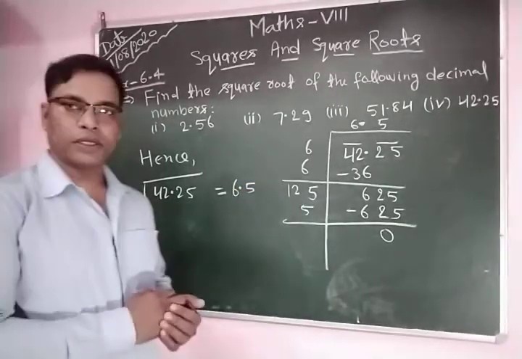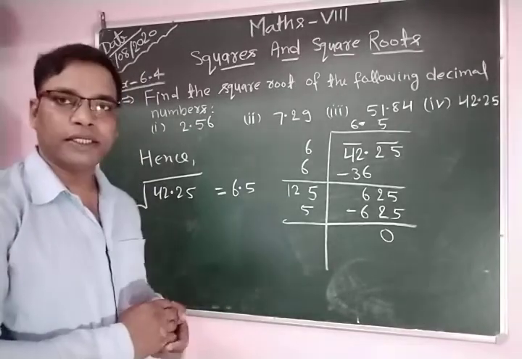So I think all of you understood how to find the square root of decimal numbers.